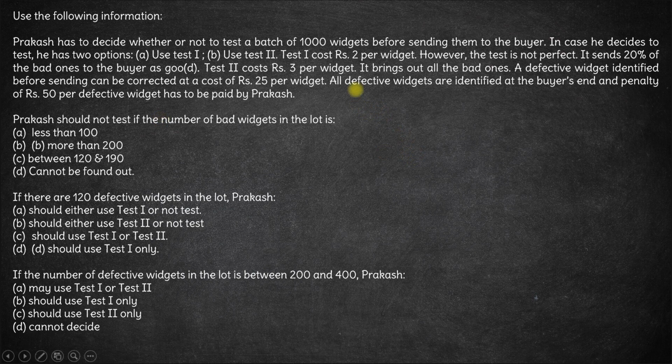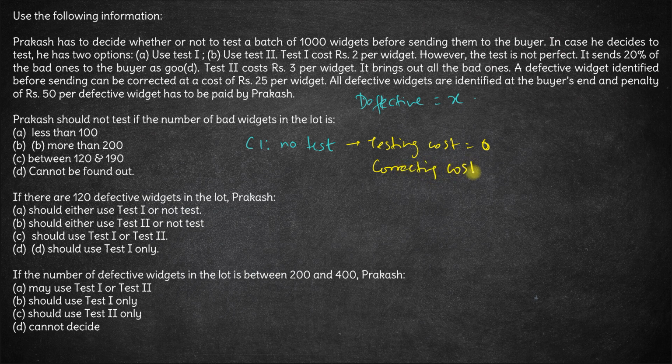So let's say the number of defective widgets is X. Now first case, if we do not use a test. So what will be the cost if Prakash does not test it? The testing cost will be 0. And since he is not testing, he will not have to correct any of these widgets, so the correcting cost will also be 0, but here there will be a penalty.